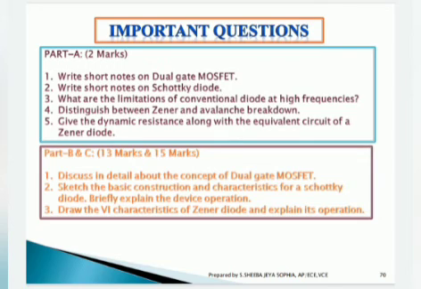Distinguish between Zener and avalanche breakdown. You have to give the differences, and give the dynamic resistance along with the equivalent circuit of the Zener diode.